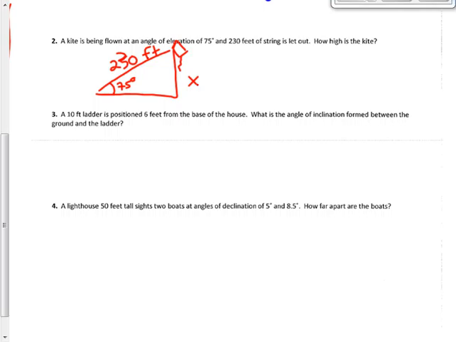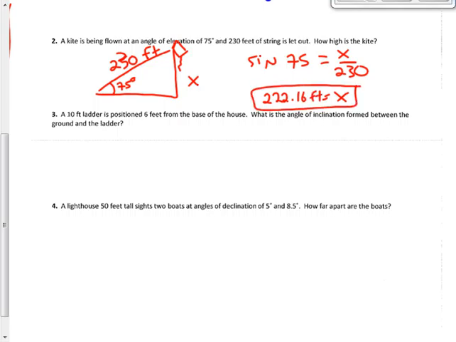Well, when I look at that, I've got an opposite and a hypotenuse, and so that reminds me of sine. So sine of 75 equals x over 230. Multiply by 230 on both sides, and I get 230 times sine of 75 is equal to 222.16 feet. That's how high the kite is.